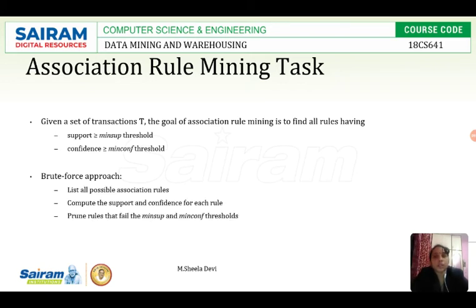Clear? So under the brute force approach, 3 steps are to be done. One is to list all the possible association rules, compute the support and confidence for each rule, then prune or reject the rules that fail those 2 conditions. So this is the brute force approach.